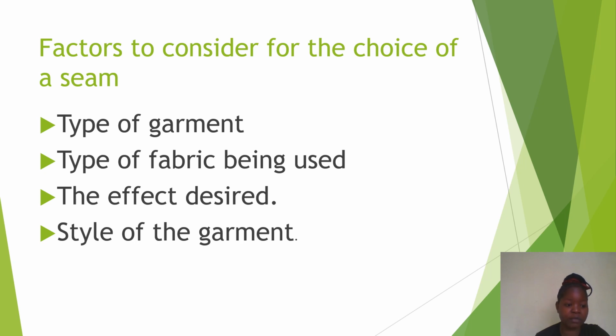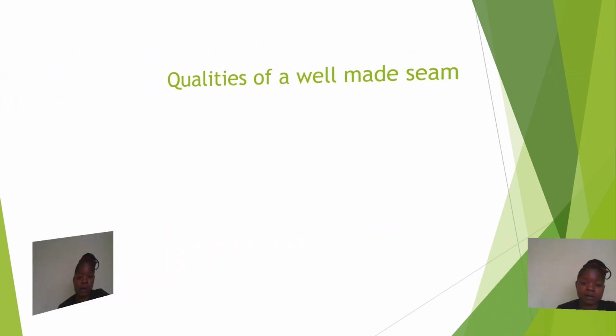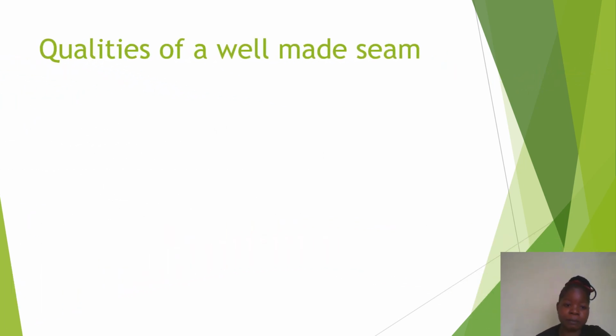Then style of the garment. This depends on how you want your garment to look. For example, if you want your garment to have a fastening or a zip, you will have to use open seam and French seam. Then let's move to qualities of a well-made seam.